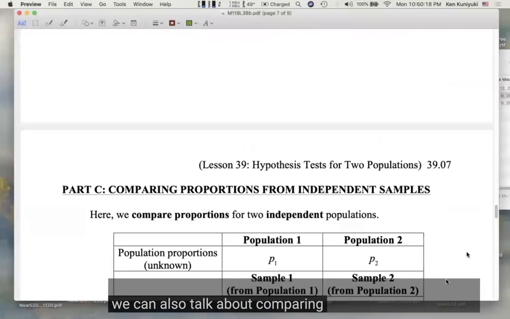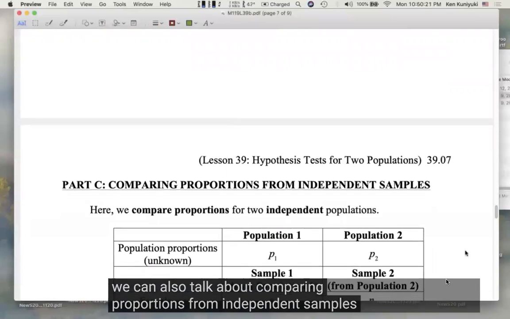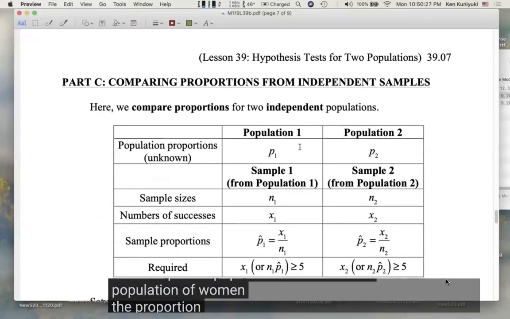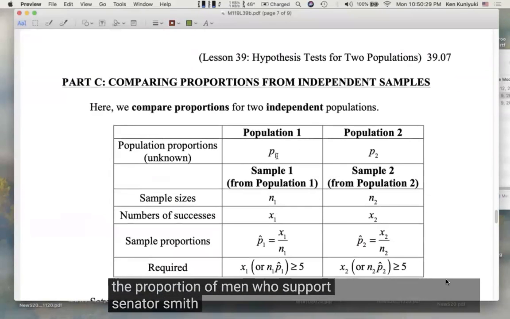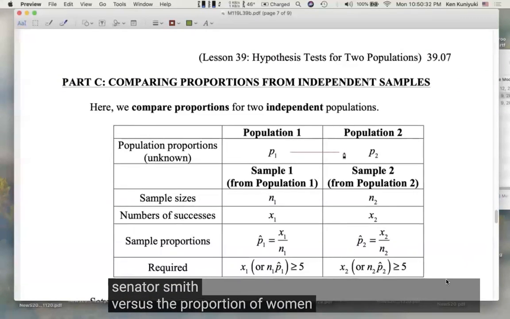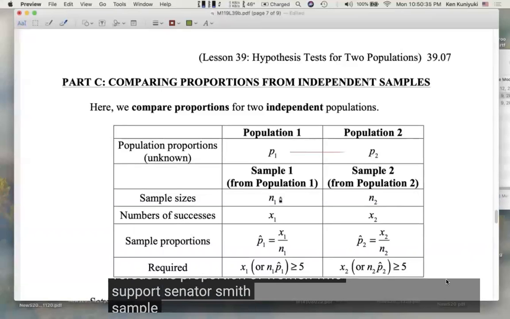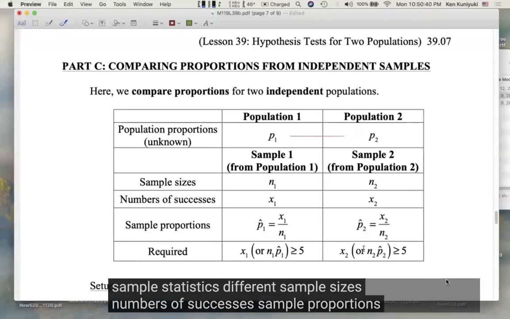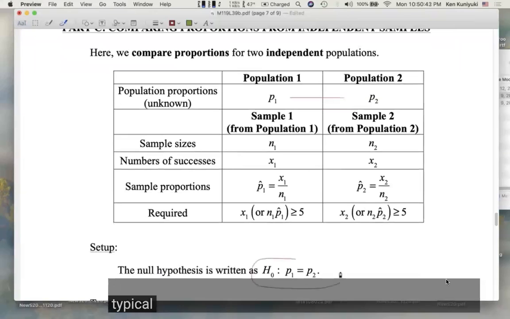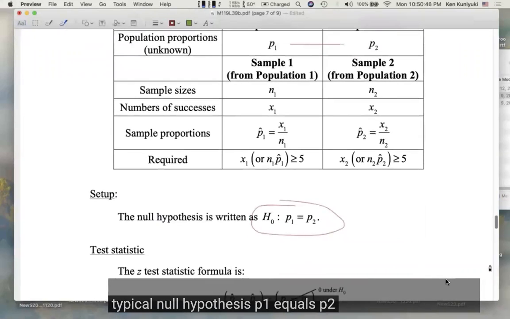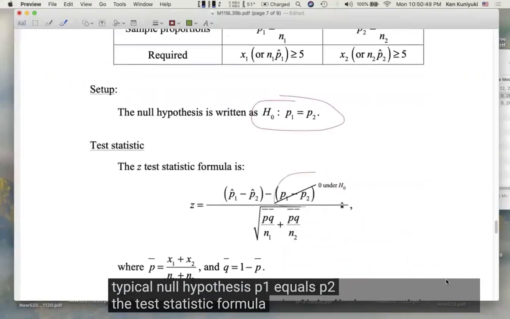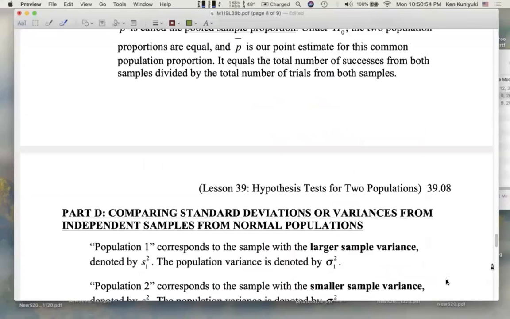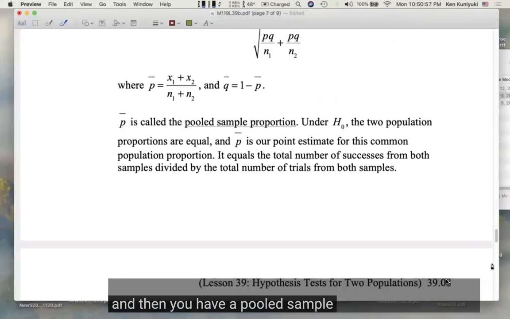We can also talk about comparing proportions from independent samples. For example, population of men versus population of women, the proportion of men who support Senator Smith versus the proportion of women who support Senator Smith. Sample statistics, different sample sizes, numbers of successes, sample proportions, typical null hypothesis, P1 equals P2. The test statistic formula, upper right hand goes to 0. And then you have a pooled sample proportion.